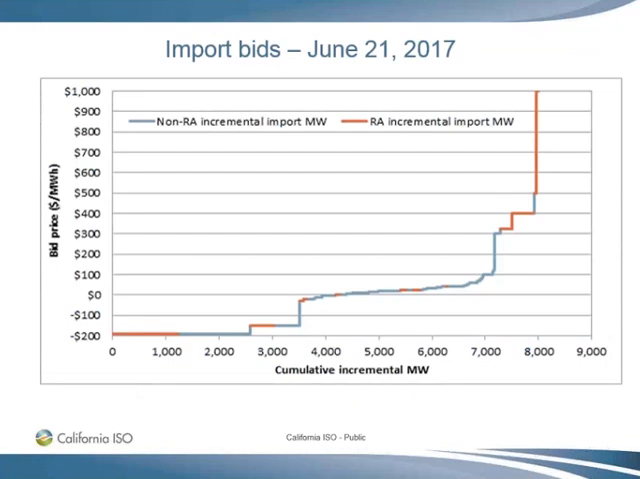Another set of bids that we looked at were import bids. This chart makes a distinction between RA imports in red and non-RA imports, which are in blue. What you can see is that we have a substantial portion of RA imports that are up at the top of the supply curve, as well as some self-schedule.